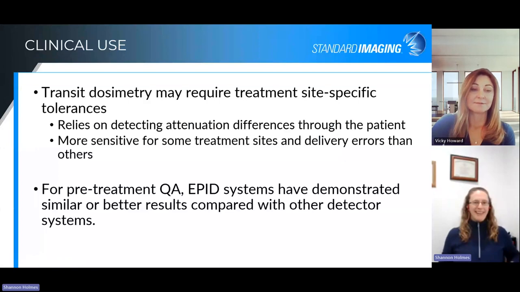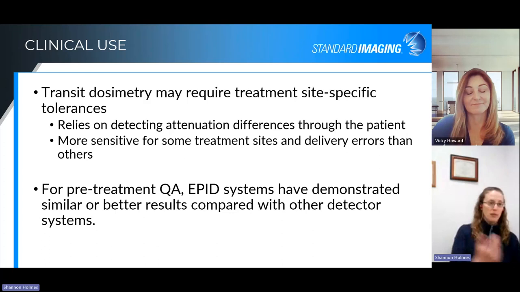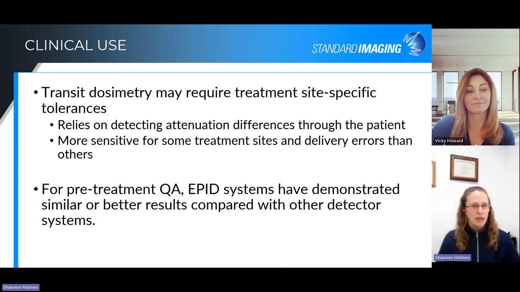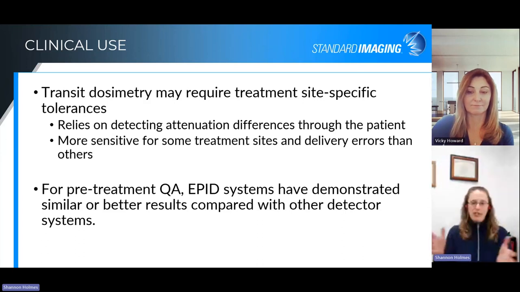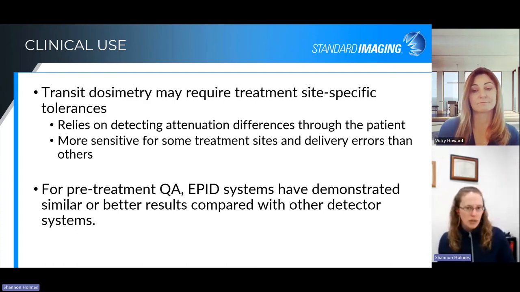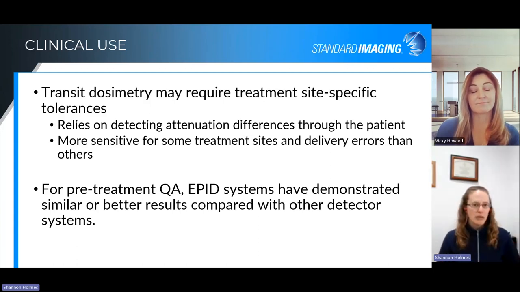So this slide talks about how there's a difference not only in the tolerances between pretreatment and transit dosimetry, and the way you might approach setting them, but they may have to be site-specific, because a portal imaging system relies on attenuation differences through the patient. That will be more sensitive for treatment sites like head and neck, where the patient loses some weight and there's a fairly major difference in the attenuation, or a large tumor is shrinking. It won't be as sensitive for something like an abdominal treatment where the patient is shifted superiorly or inferiorly by a centimeter. It's not a good thing to have happen, but the attenuation through the patient isn't going to change very much, and so your portal imager isn't going to be as good at picking up that sort of error for that sort of site.